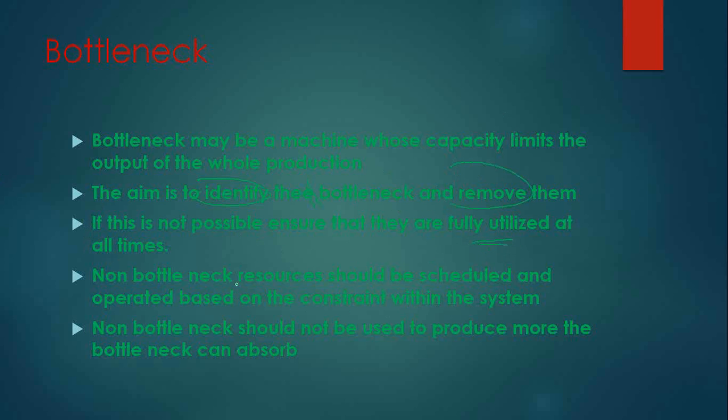Non-bottleneck resources should be scheduled and operated based on the constraint within the system. So if your demand is 1000, you may have direct materials to meet the 1000, you may have direct labor to meet the 1000, but your machine hours may be only for 800. In that case, don't take 1000 direct materials, don't take 1000 direct labor. Only because your machine hours are 800, you schedule your production to use 800 direct material, 800 direct labor. Because it is useless doing anything more than that, you are restricted by 800.